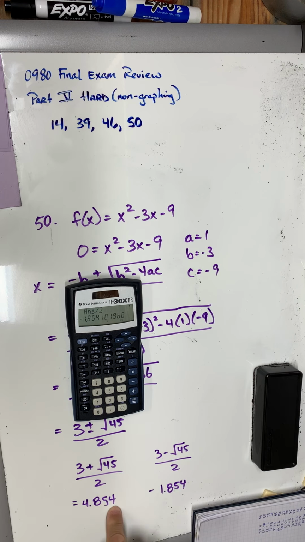So I would type in 4.854, comma, negative 1.854. And that's it. So good luck with that.